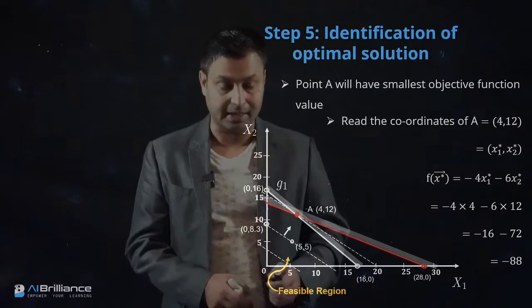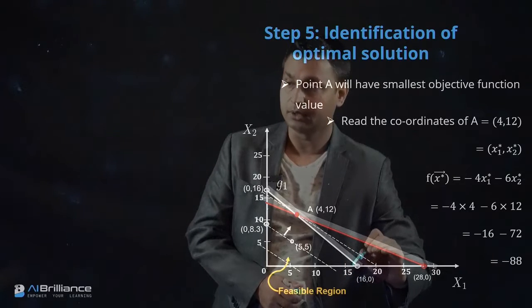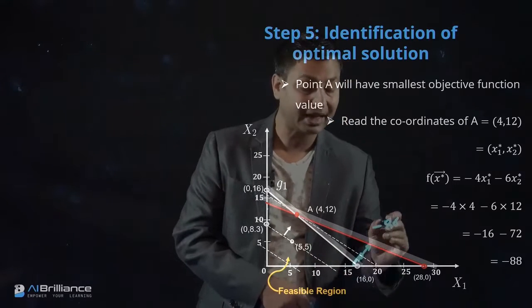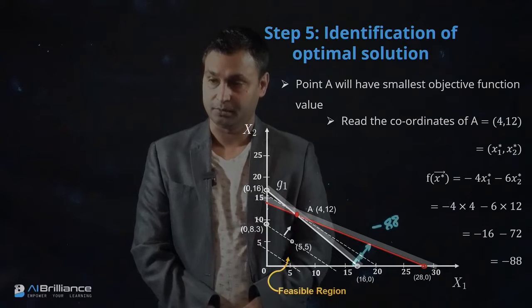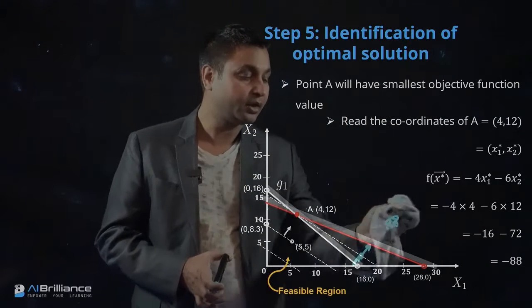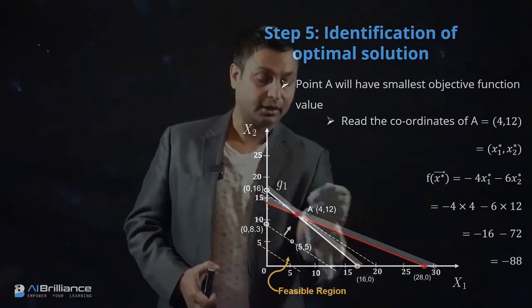Another way to say that is that this contour passing through this point has a value of minus 88. As you go beyond minus 88, your solution will become infeasible. So this is how we can identify the location of the optimal point in an optimization problem using a graphical approach.